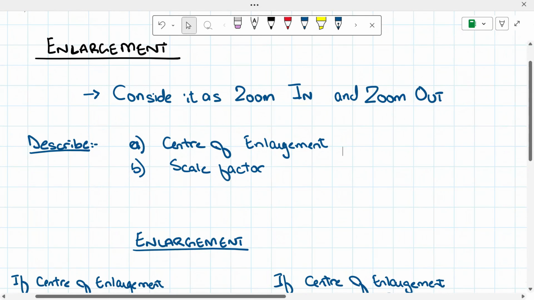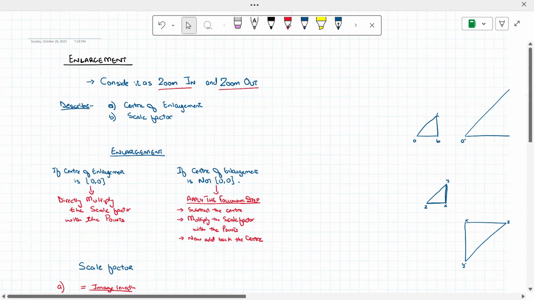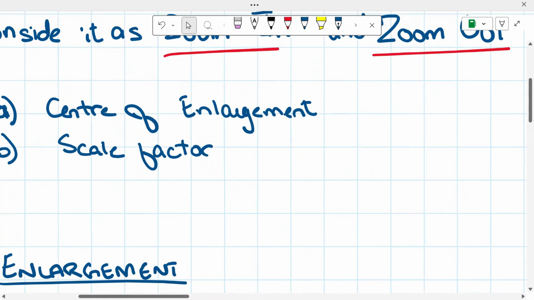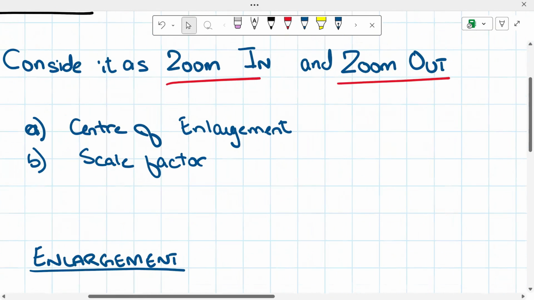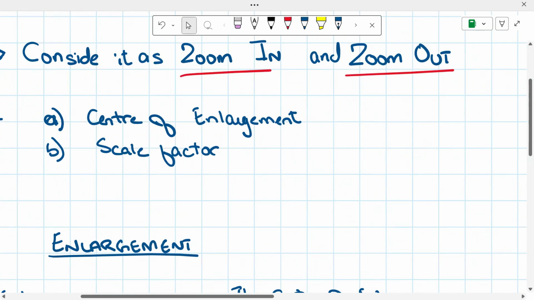Okay, we have done the translation. In the same video, we're going to do enlargement. By the word enlargement, we can clearly consider it as a zoom in or zoom out function. For example, if you can see my screen, I'm zooming in, zooming out, and zooming in again. So what I'm technically doing is enlarging my screen, and then I'm reducing it, moving closer towards the text.